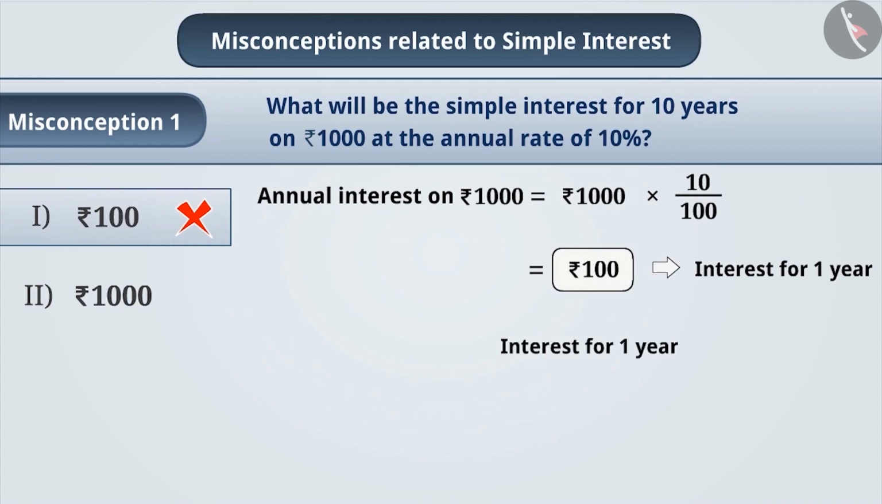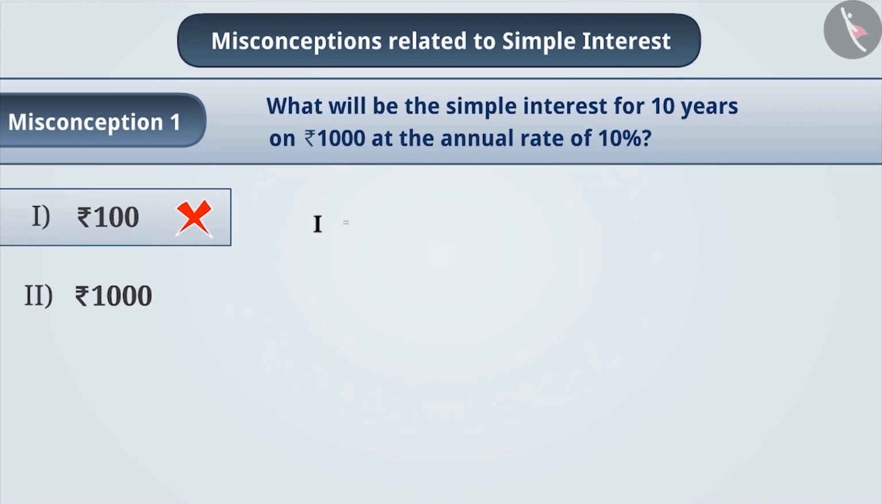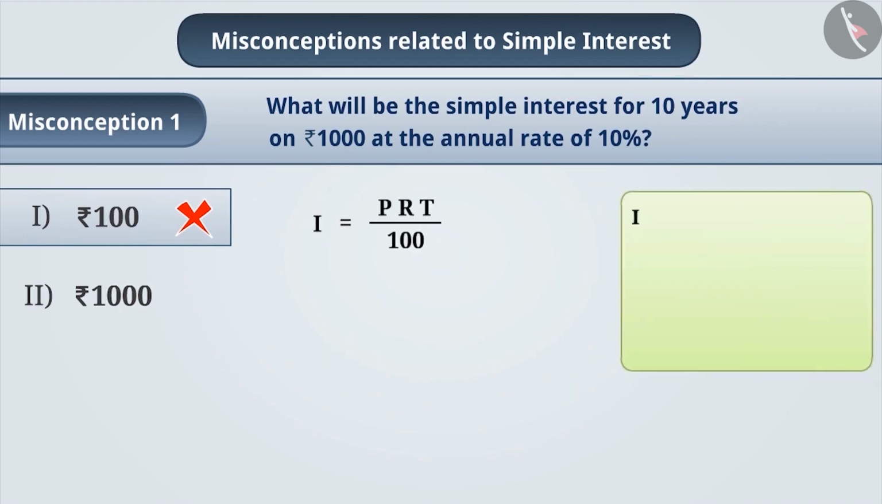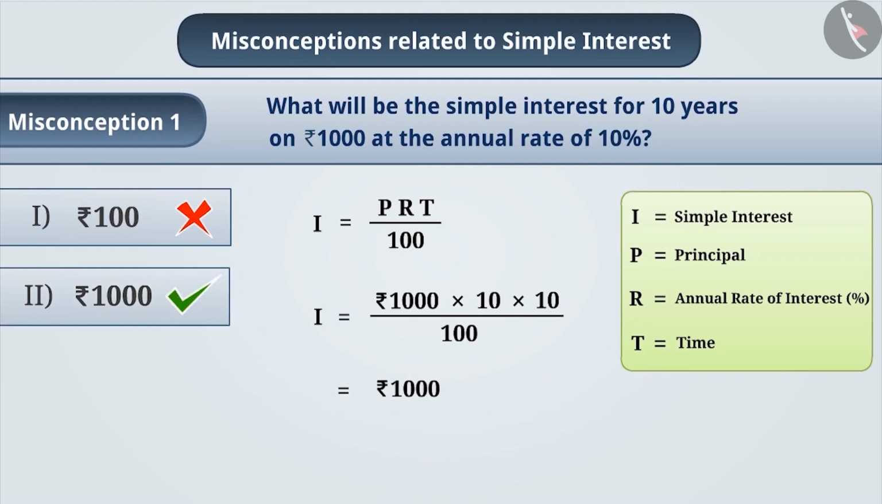To find the correct answer, we have to multiply interest for 1 year with total time to get total simple interest. Since simple interest for 1 year is rupees 100, then interest for 10 years is equal to 100 into 10, that is rupees 1,000. If we solve this example using formula, then these mistakes can be avoided. Formula for simple interest is I is equal to PRT by 100. Here I is equal to simple interest, P principal, R annual rate of interest, and T time. Therefore, I is equal to 1000 into 10 into 10 by 100, which is equal to 1000. Thus, option 2 is the correct answer.